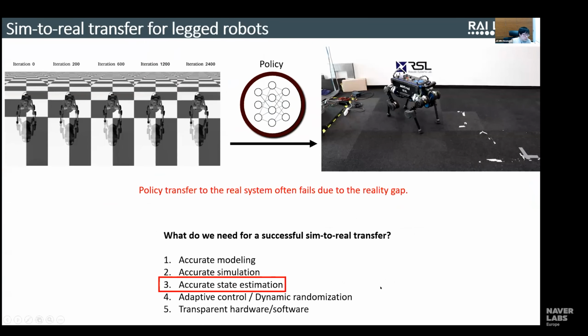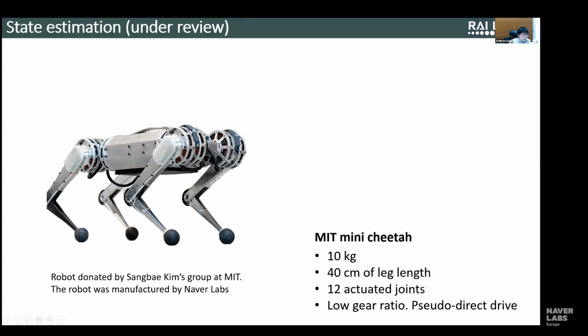So that brings me to the third one, accurate state estimation. Because this one is still under review, I'm not going to go into detail on this topic, but I'm going to show you roughly what we did and how the robot performs. This robot was donated by Sang-baek Kim's group, who is going to present at night, or in Korean time.